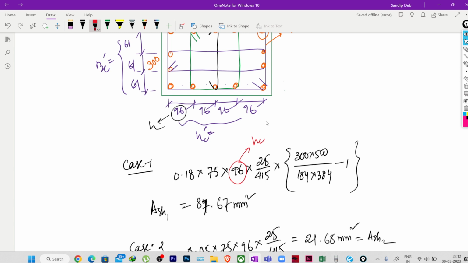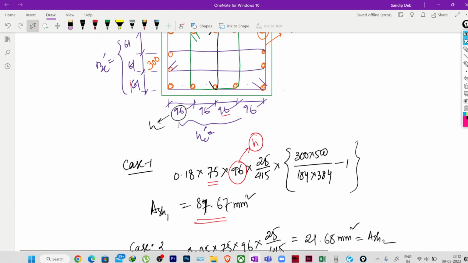Or you can say H. So of these two, whichever is greater, that greater value should be lesser, so that you can get a lesser amount of ASH. Right, lesser amount of ASH. Again, the spacing also depends. If spacing is more, you will get higher reinforcement there.